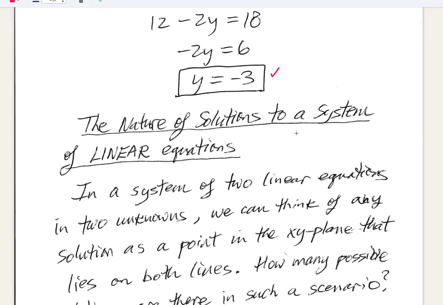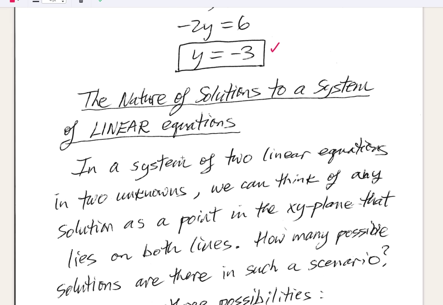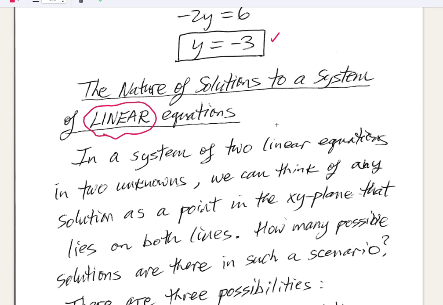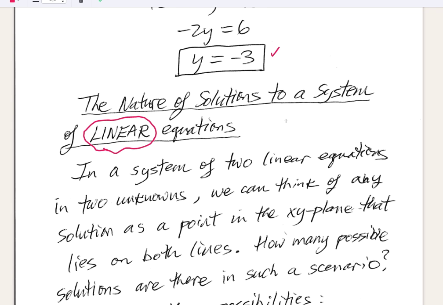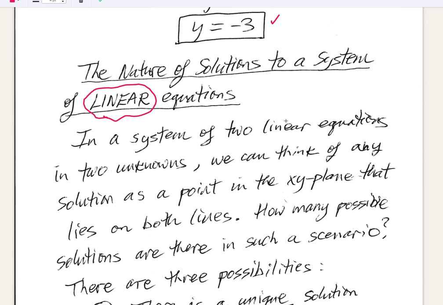I want to talk a little bit about the nature of solutions to a system of linear equations. Notice that I made that capital here, linear equations. So what I'm saying in the following applies only to systems of linear equations. Linear equations have what? Every term in the equation is of first degree, or constant, I should say. I guess I should have said that up there, constant, which means 0 degree or first degree.